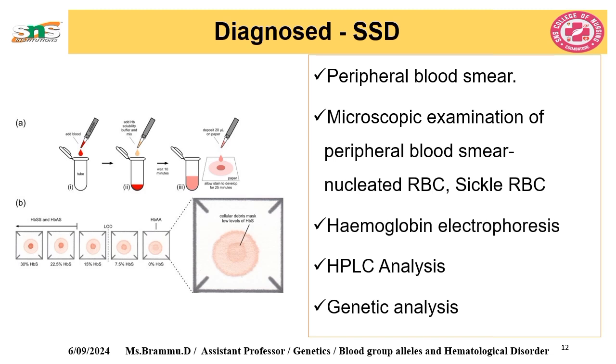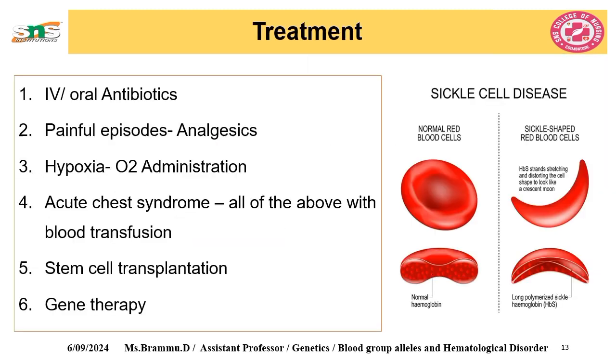So, what is HPLC analysis? HPLC analysis is a test done by high performance liquid chromatography. This is usually done in the laboratory to find different types of hemoglobin in the blood. So here we can diagnose whether it is due to thalassemia or any other sickle cell anemia.